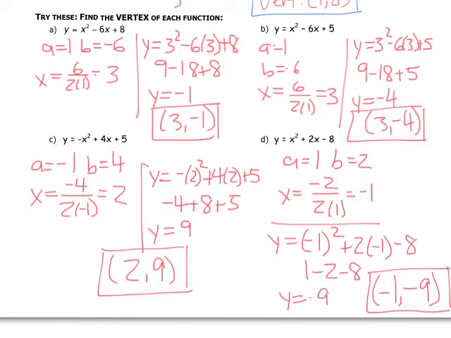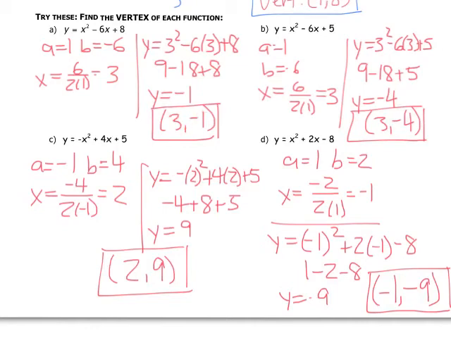Okay, so just looking here. On A, I identify A as 1, B is negative 6. Remember, since the formula is negative B, if B is already negative, I flip it back to the positive 6. So then 6 divided by 2 is 3. I plug in my 3, and I work out all the math and get down to negative 1, so I have 3, negative 1 for my vertex there.